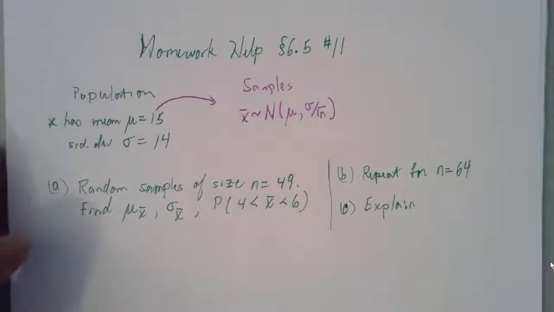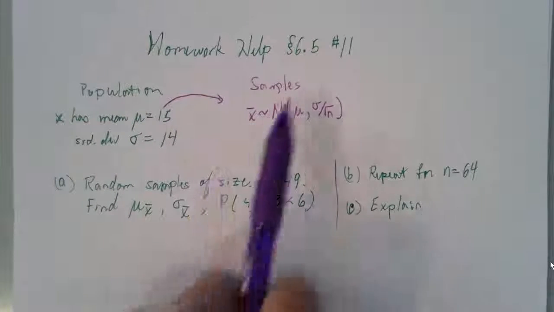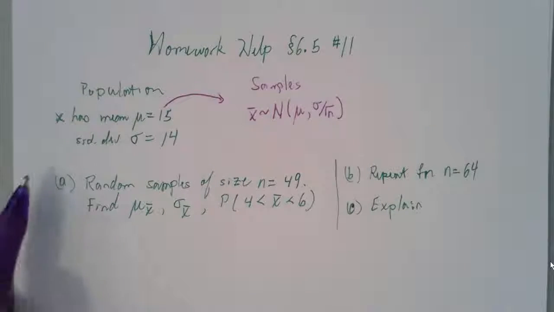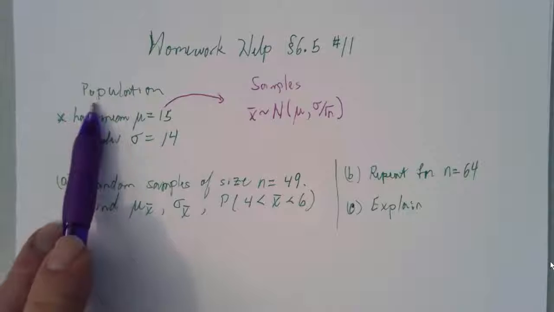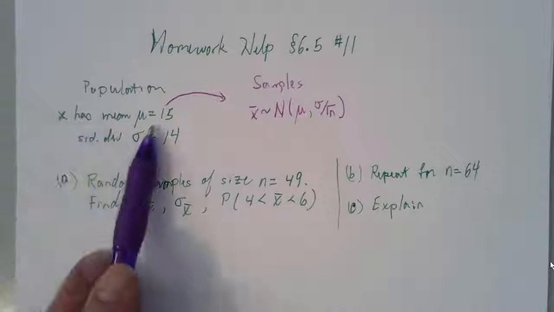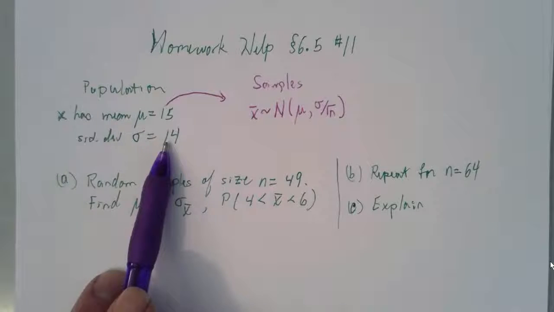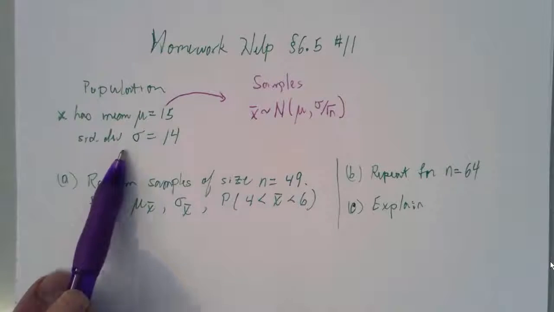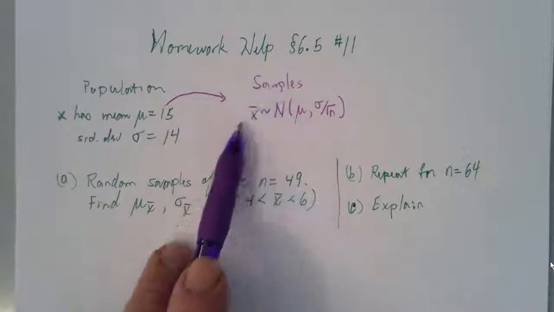All right, now we're going to turn to homework help for section 6.5, number 11. In this problem, we have a population of x's, which have a mean mu of 15 and a standard deviation of 14. There's no statement on whether this is normal or not. We're going to start taking some samples out of here.